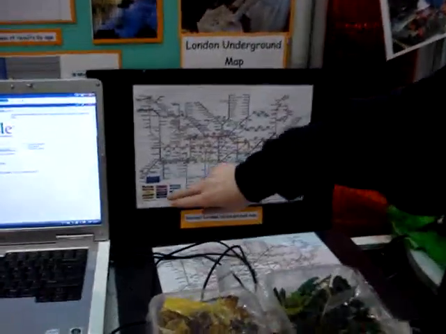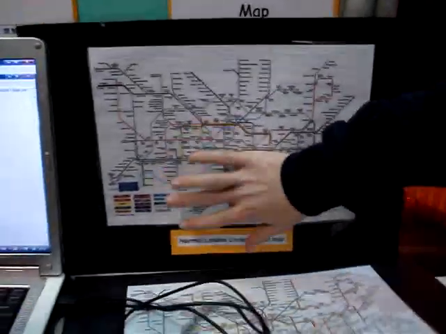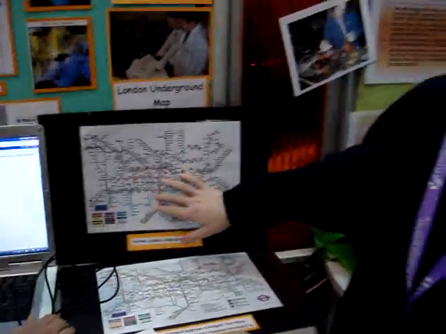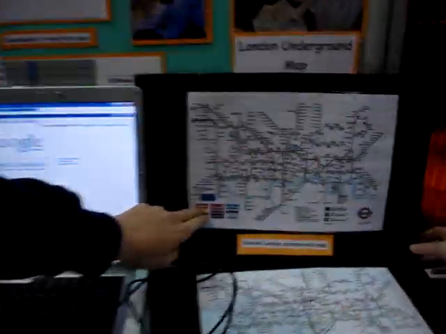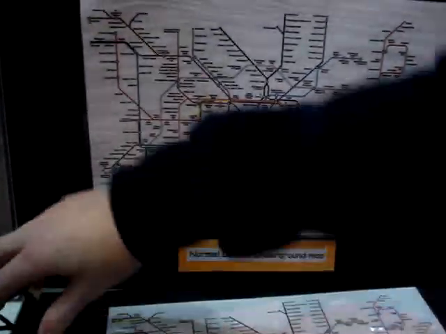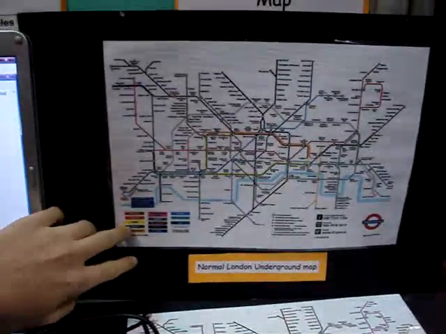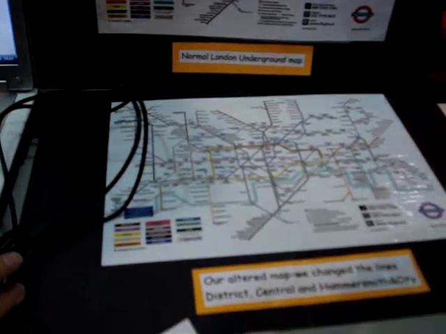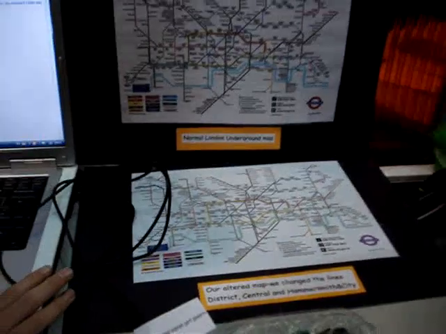We got the idea for the colors from the London Underground map, which had lots of reds and greens and browns and yellows, which a colorblind person would have a very difficult time reading. So we changed the line Central, which was red, to a lilac-y colour, and the line District, which was green, to a teal colour, and a colourblind person would have a lot less chance of getting mixed up in these lines.